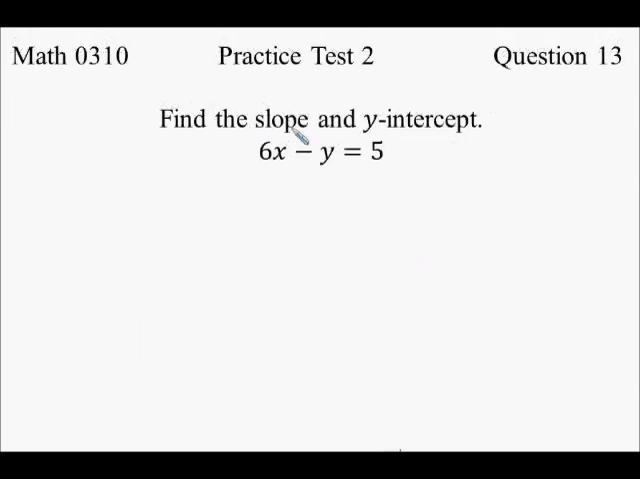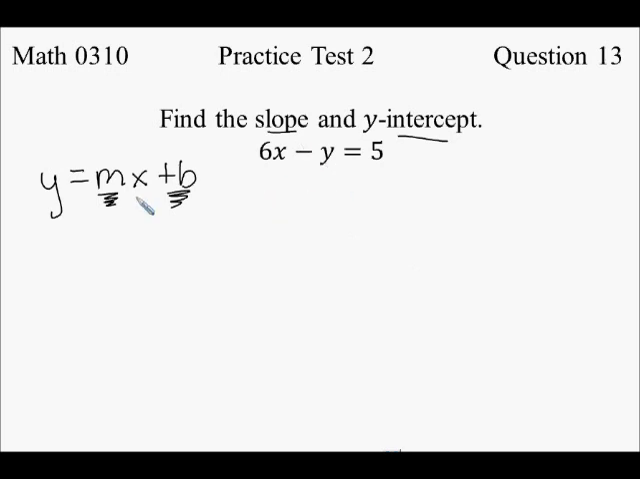Question 13, find the slope and y-intercept. So here we have an equation. This is in standard form. And if we're trying to find the slope and the y-intercept, then the best thing to do is really to convert the equation into slope-intercept form, because we want to know the slope and the y-intercept. So if we can get it in slope-intercept form, which remember is y equals mx plus b, then that's going to give us the slope, which is m, and the y-intercept, which is b.